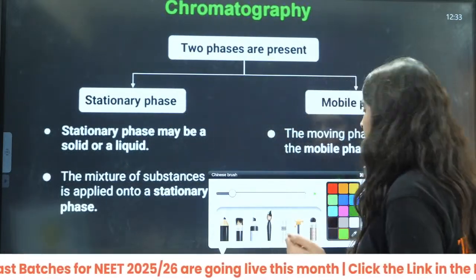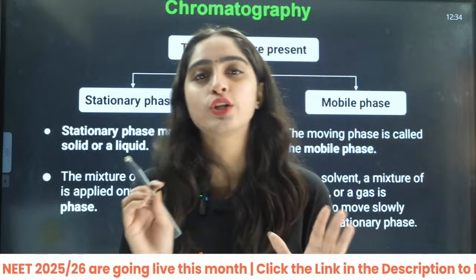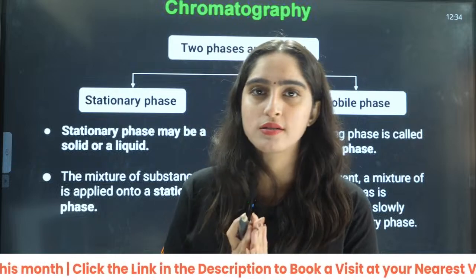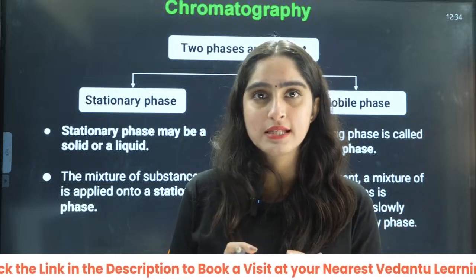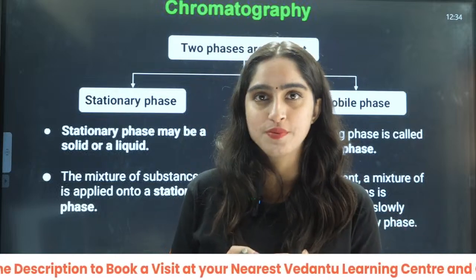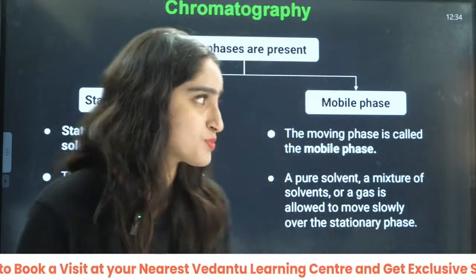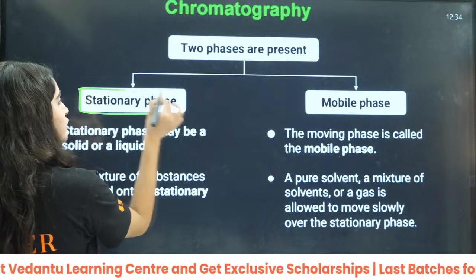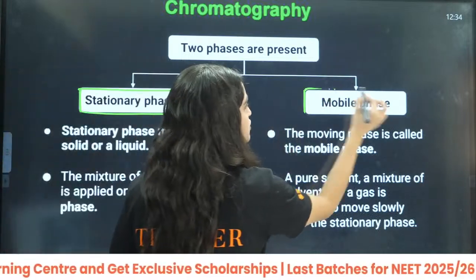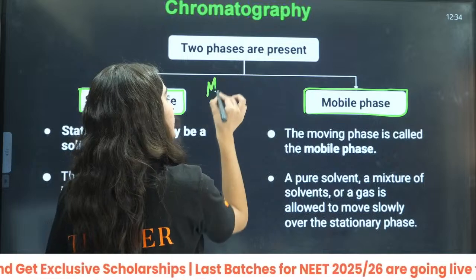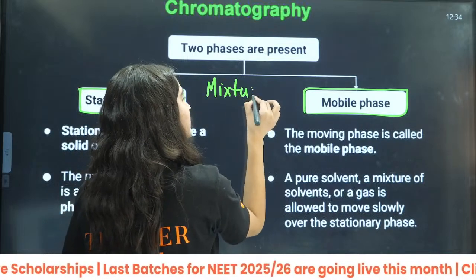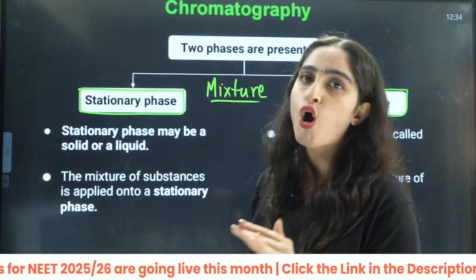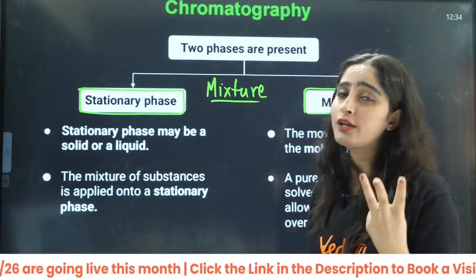Now with chromatography, firstly, you need to understand the terms here. What is the stationary phase? What is the mobile phase? You need to understand these terms. One is your stationary phase, other is your mobile phase, and the third thing is your mixture. These are the three things that are very important when you talk about chromatography.